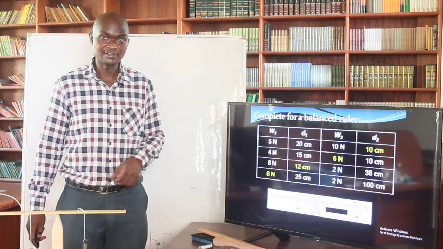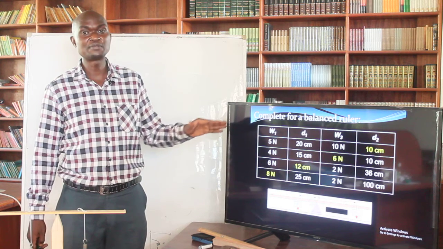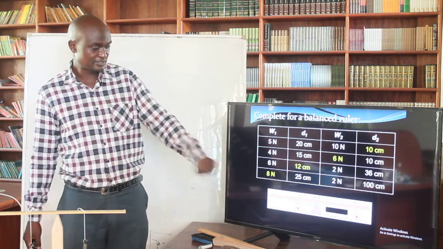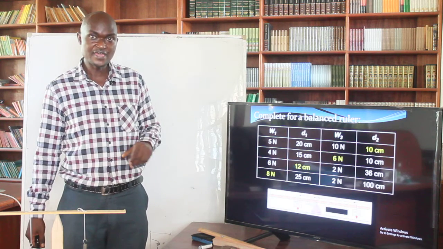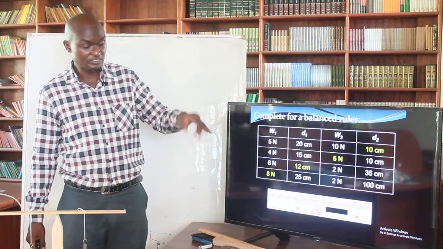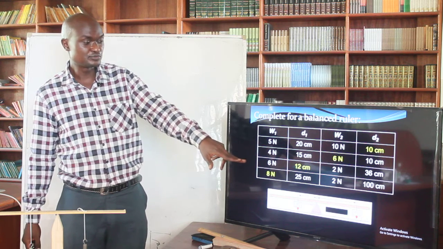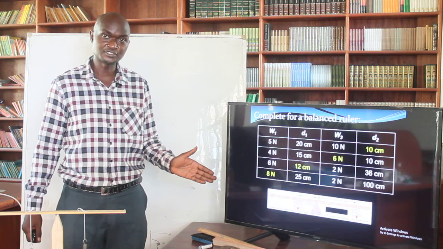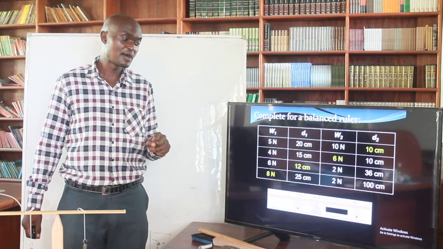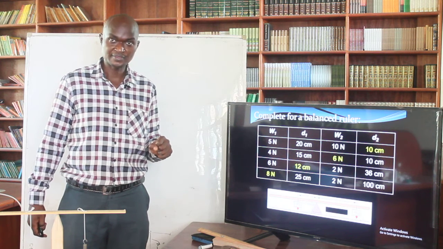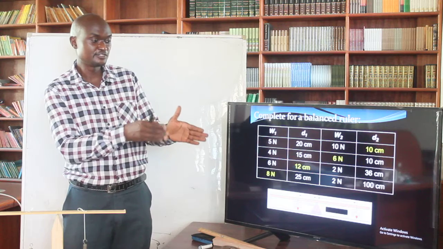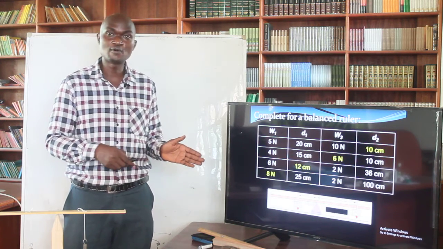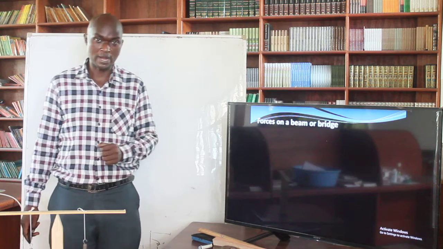Again, to fill this, basically it is the principle being followed that for a system in equilibrium, if what you see in the diagram there is in equilibrium, then the sum of clockwise moments, which in this case should be W2 times D2, should be equal to the sum of anti-clockwise moments, which will be W1 times D1.